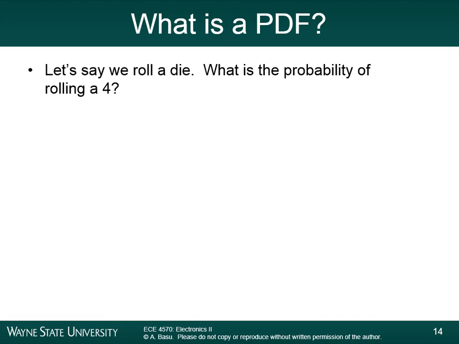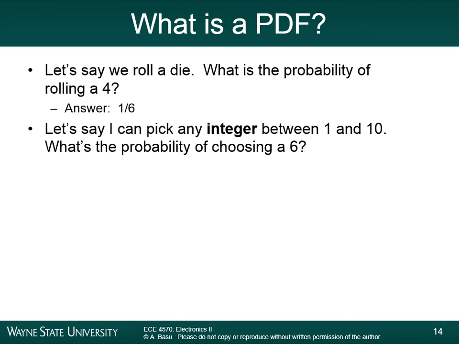So let's say we roll a die. What's the probability of rolling a 4? 1 over 6. Why is it 1 over 6? There are 6 faces on a die, and so the chance of selecting one face, which is 4, would be 1/6. So that's obvious. Now let's say I pick an integer between 1 and 10. What's the probability of choosing a 6? 1 over 10. There are 10 different possibilities, and we're selecting one, so the probability is 1/10.